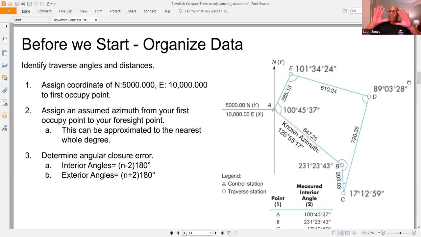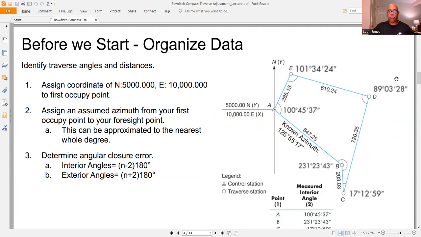Now, here's what you do. And this is one thing that I would hinge on. It's organizing your data. If you don't know where you are, your data is not going to be accurate. So before we start any computation, especially complex computation, organize data. Now, look at what you have on the screen here. You have to identify the traverse angles and distances.